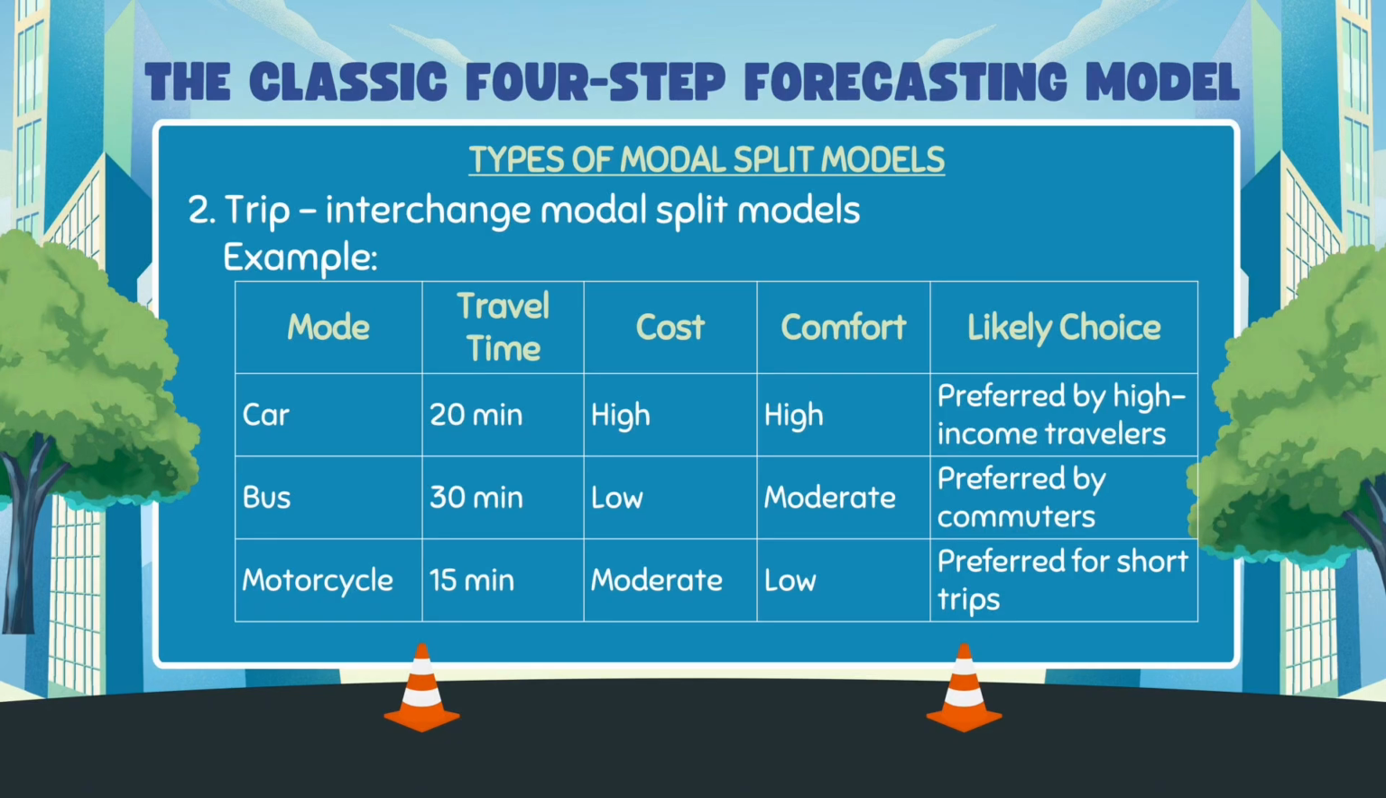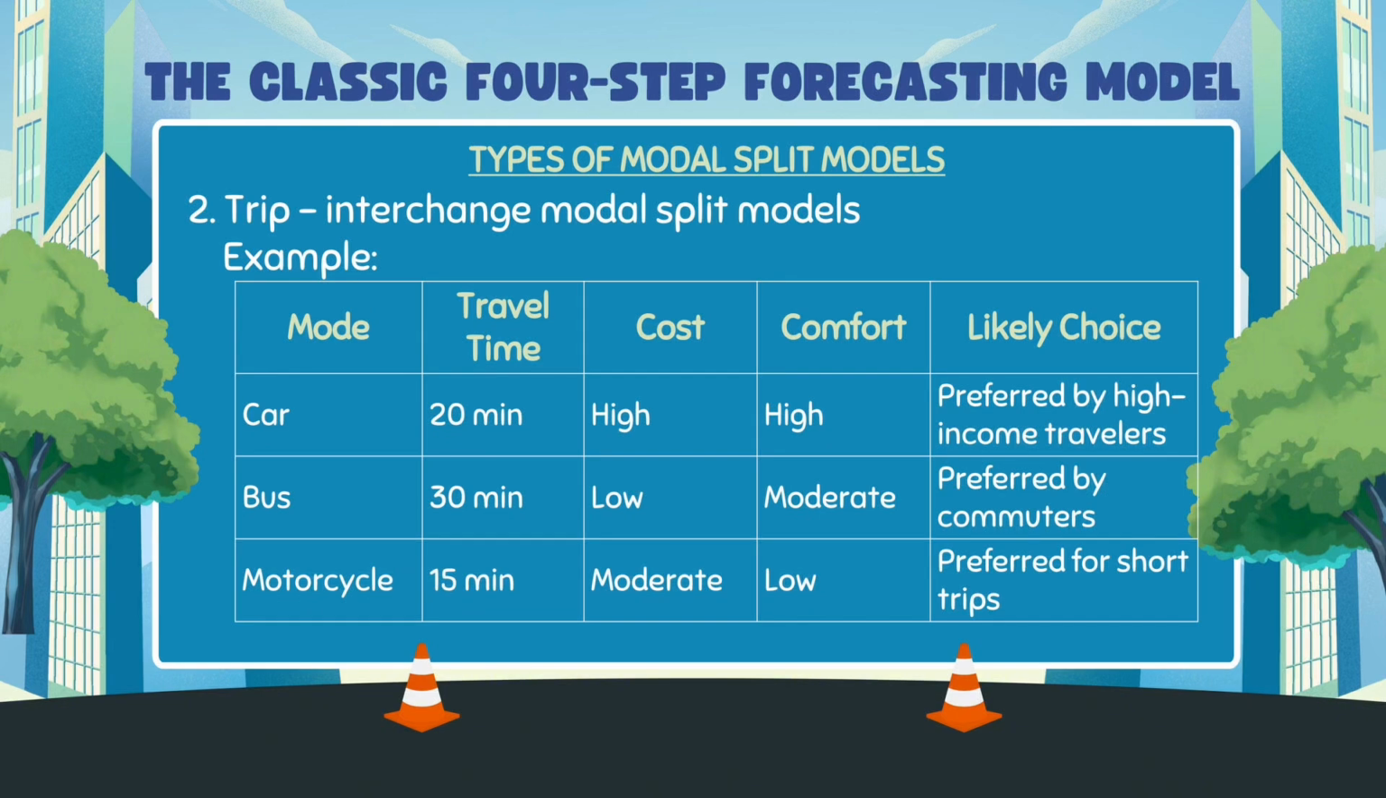So, the example of trip interchange modal split models. We can see here the table consists of 5 columns. The first column is the mode, next is travel time, cost, comfort, and likely choice.